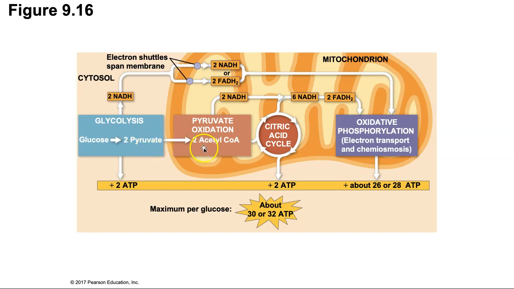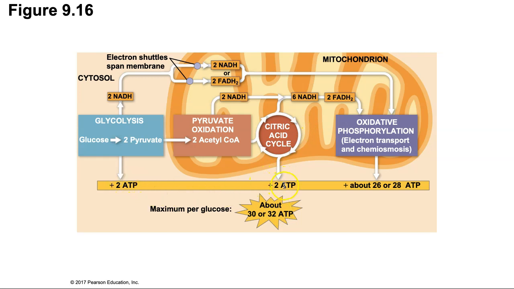So each pyruvate makes 1 carbon dioxide, 1 NADH, and 1 acetyl-CoA. So we have 2 of everything. Those acetyl coenzyme A's then get shuttled into the citric acid cycle. Each turn of the citric acid cycle gave us 3 NADH and 1 FADH2 and 1 ATP. We got 2 turns of it, right? So altogether we netted 6 NADH, 2 FADH2s, and 2 ATPs.